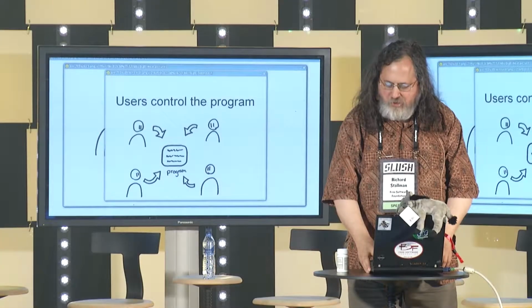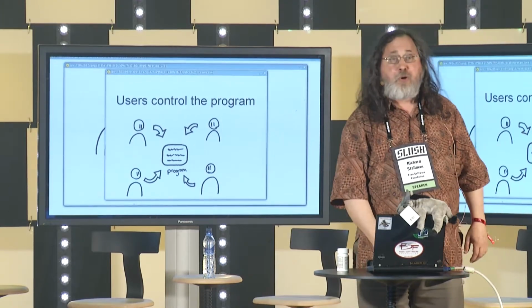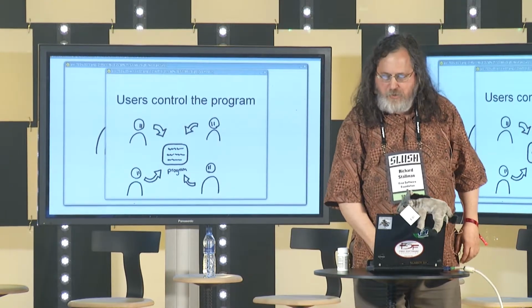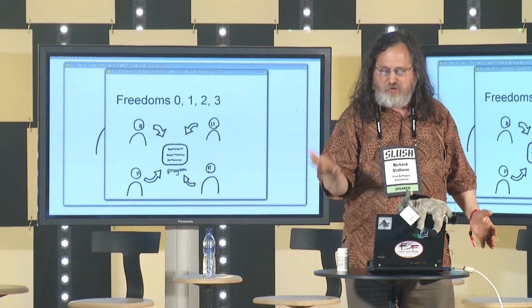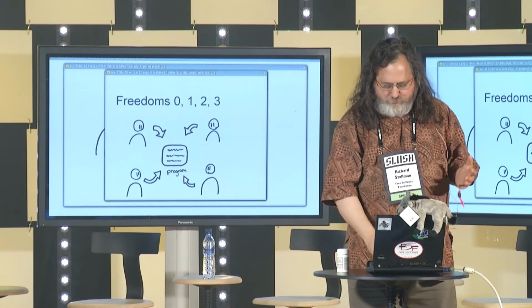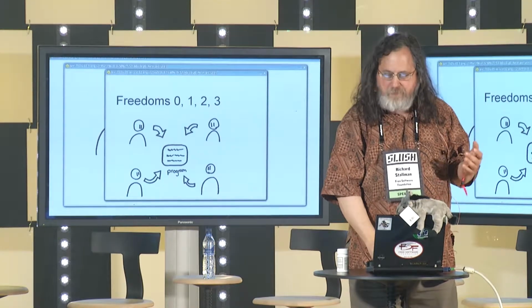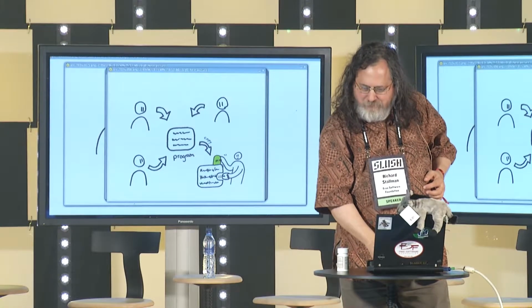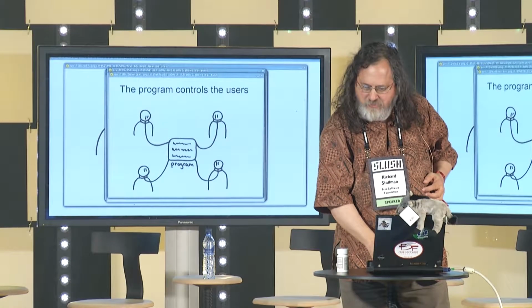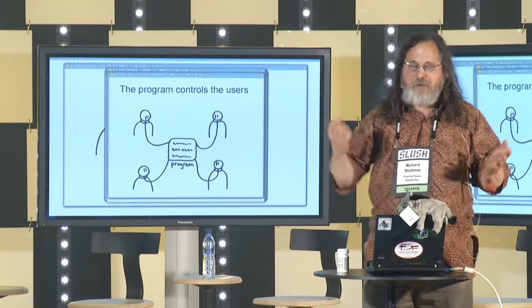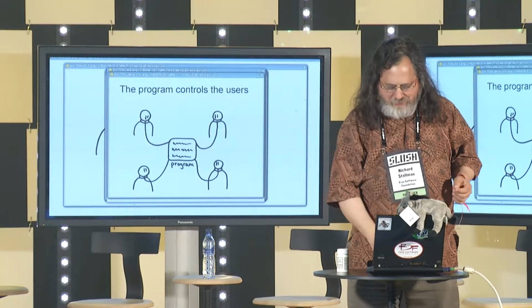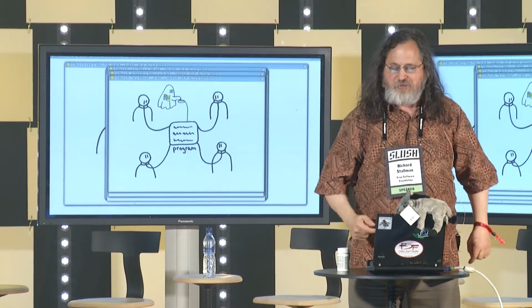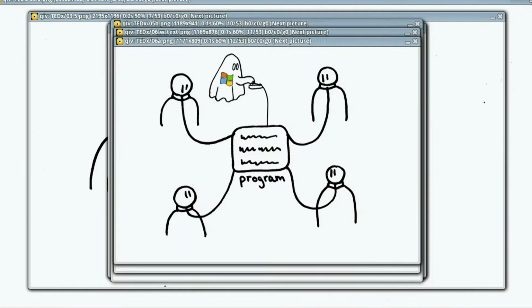So with free software, the users control the program. In order for the users to control the program, they need the 4 essential freedoms. The other option is the program controls the users, and then typically someone else is controlling the program, so that program is a way for that someone else to control users.